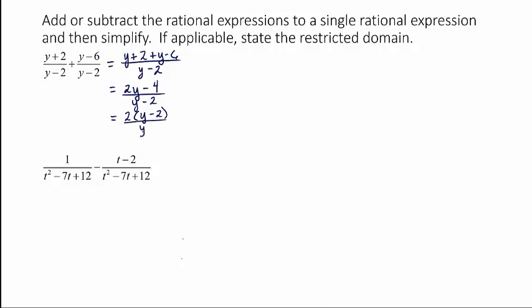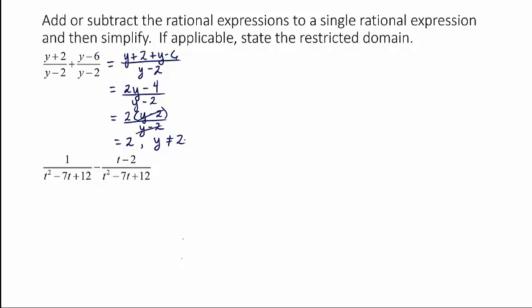And notice what happens there. We have a factor of y minus 2 that can go away. So this simplifies to 2, but we have to say that y can't be 2, right? Because we just canceled that factor of y minus 2. 2 would make the denominator 0.